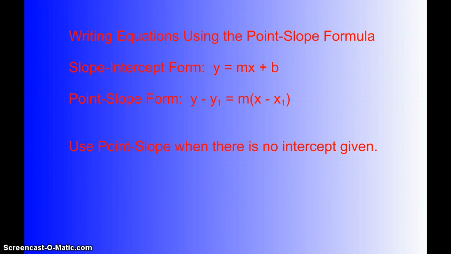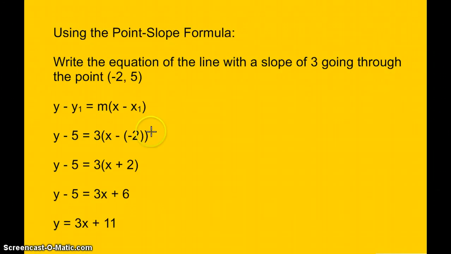Slope-intercept is by far the easier formula. If you're given the slope and a y-intercept, use y equals mx plus b, write that equation, get it done. But in situations where you're not given a y-intercept, we have to do a little bit more work. We have to use our point-slope formula, and then we use our point-slope formula to transition into slope-intercept. So let's look at our first example here.